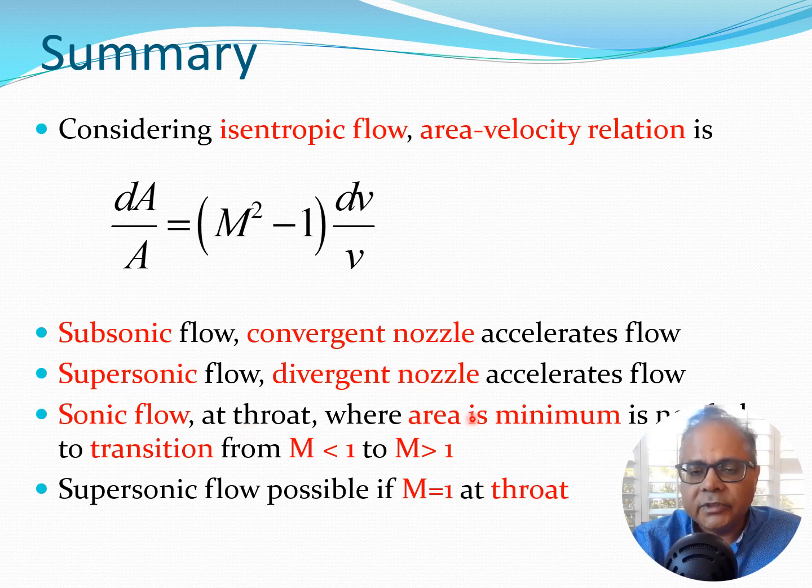And so this is a requirement if we want to transition from this M is less than 1 region to the M is greater than 1 region. We need that throat there, and the velocity at the throat must reach the speed of sound for this transition to take place successfully. So supersonic flow is possible if M equals 1 at the throat.